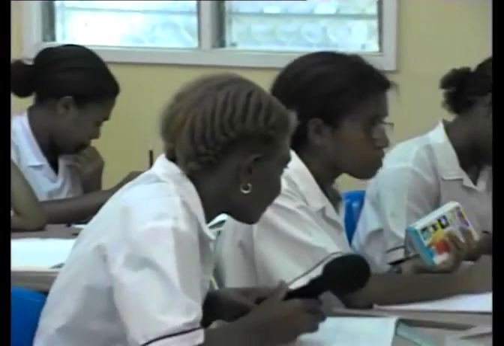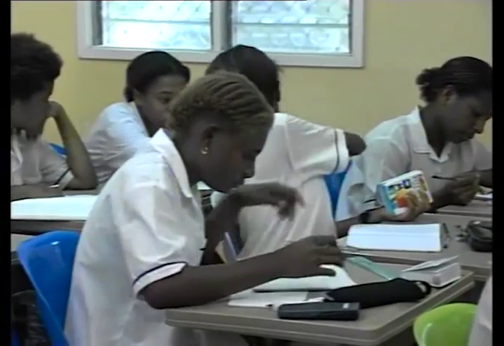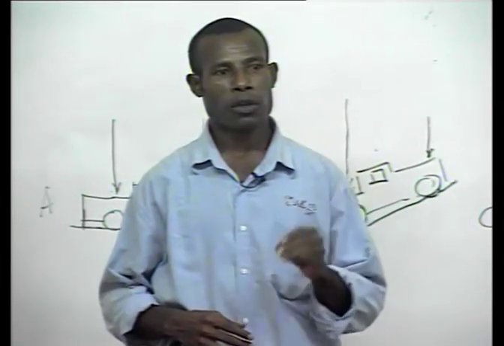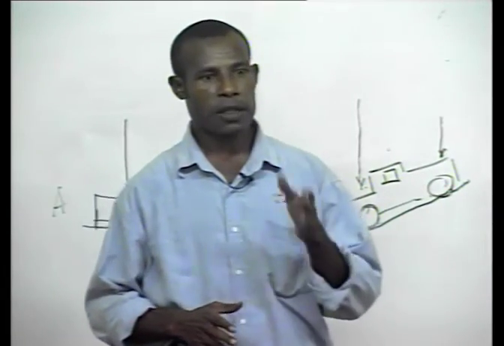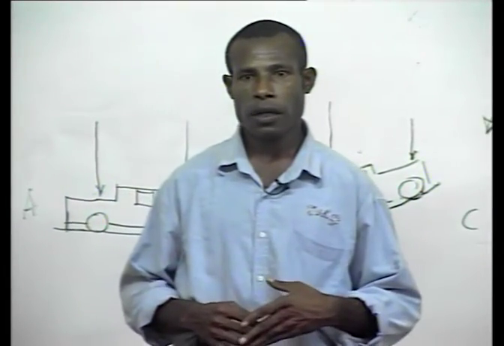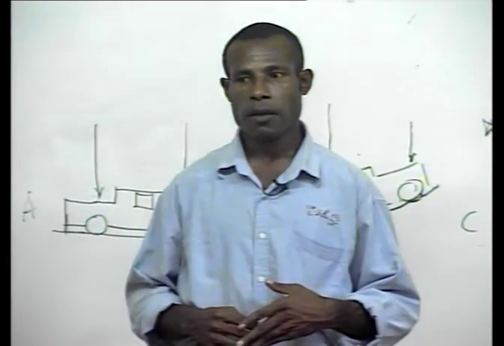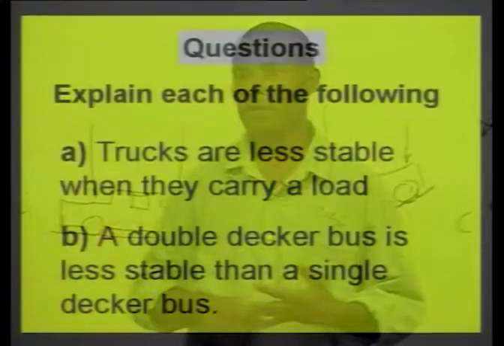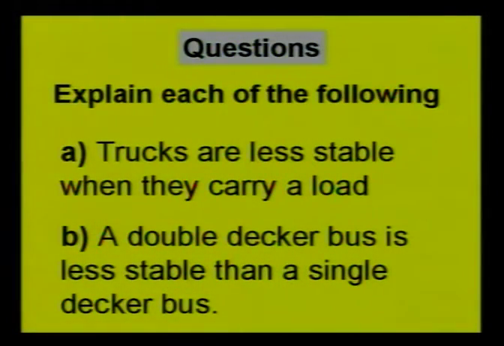Trucks are less stable when they carry a load because the loads on trucks are high. They have a high center of gravity, causing them to be less stable. Okay, very good. So when trucks carry this load, you find that the load is quite high, so the center of gravity will be quite high. Okay, very good. So we'll go on to the next question for Saurang.